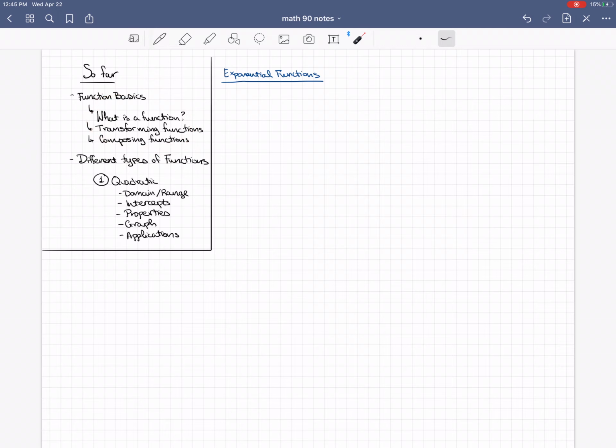And once we built a nice, strong foundation of the basics of functions, we started delving into specific types of functions. So our first one was quadratics. It was a pretty easy first moment because most of us have worked with quadratic functions before, but we looked at them more deeply this time.